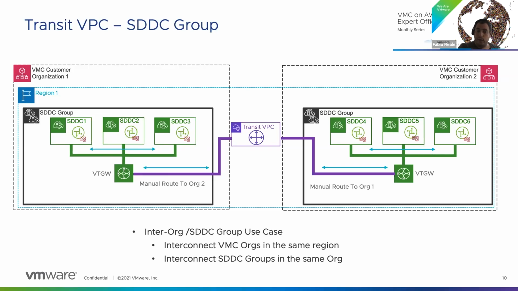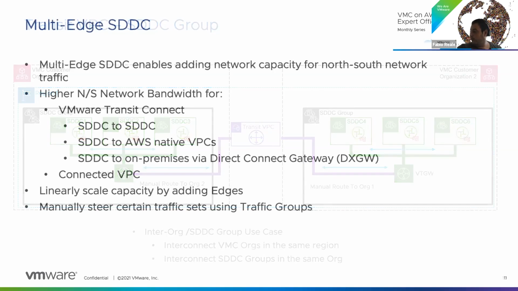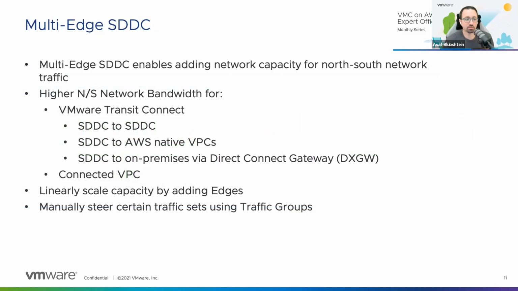So that is what the Transit VPC is, and if you have any questions on that, feel free to ask. Just a note that it is already GA. So if you are looking to use that, it's already available to all customers. You just need to reach out to your CSM or your CSA to ask for the feature to get enabled. So it's available, but it's not enabled by default on all SDDCs. Feel free to reach out to your CSM or your CSA if you need that feature enabled, and we will help you with that. So Asaf, I will give it back to you on the multi-edges.